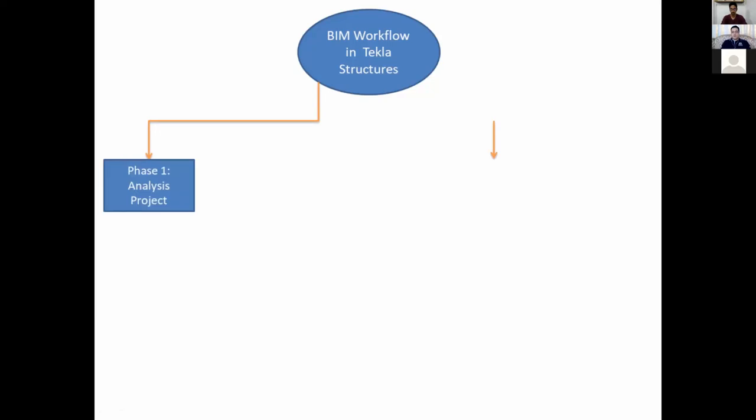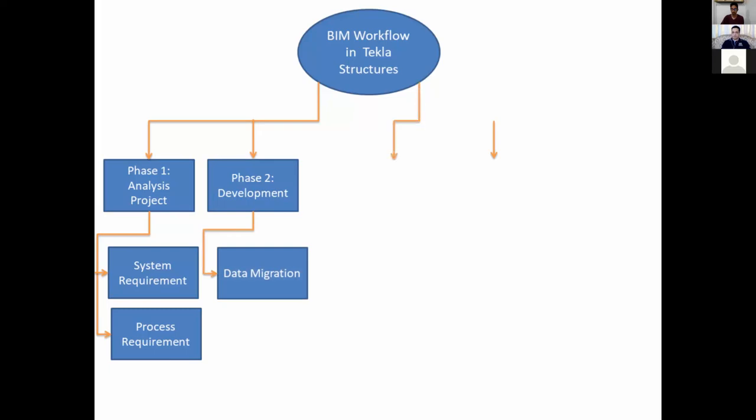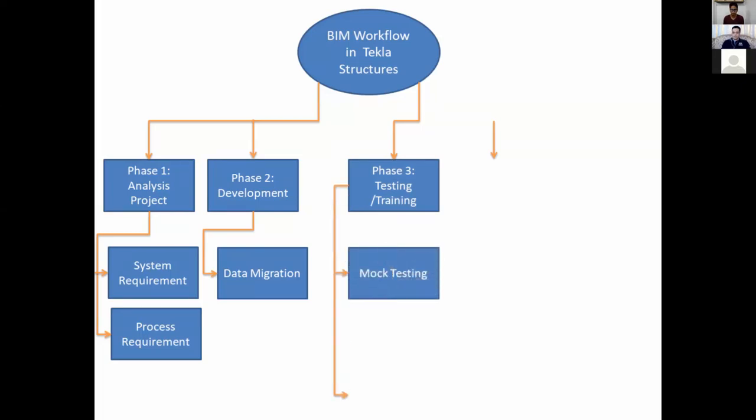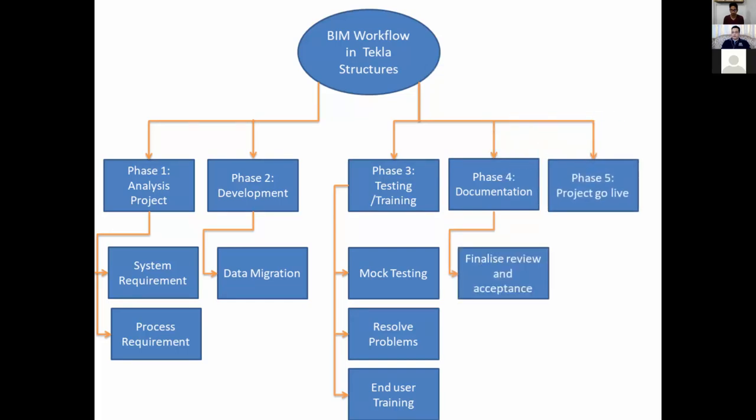First phase is analyzing projects. It includes system requirements and process requirements. Phase two is development. It includes data migration. Phase three is testing and training. It includes mock testing, resolving problems, and end user training. Phase four is documentation. It includes finalize review and acceptance. Phase five is project go live and post go live. All of these steps depend on risk management. And when you do these steps correctly, you can go to the next step and start modeling with Tekla Structure.